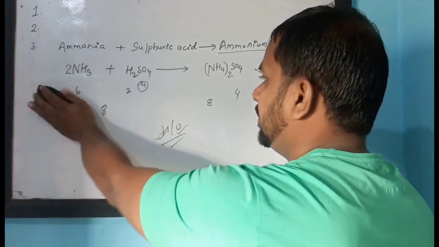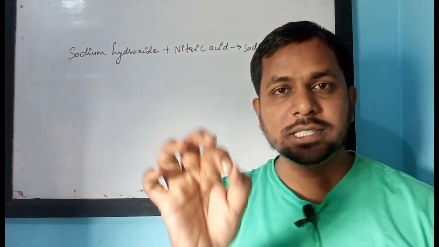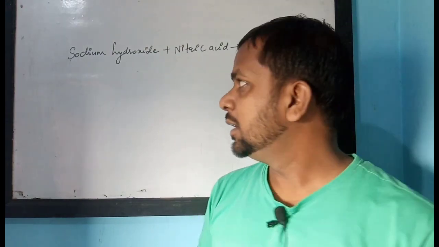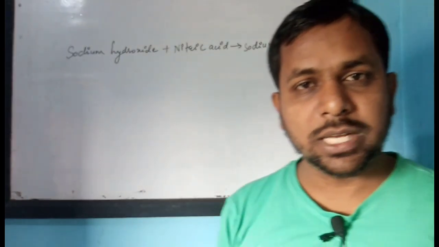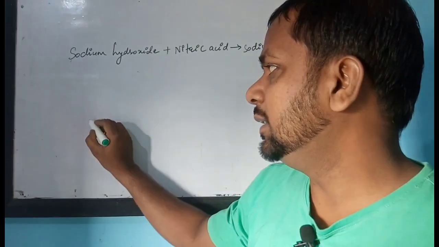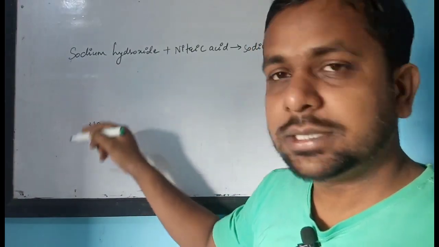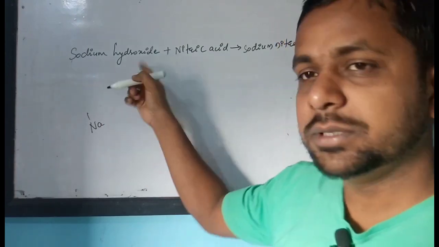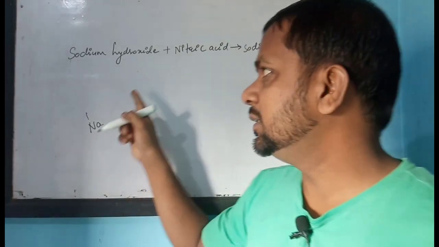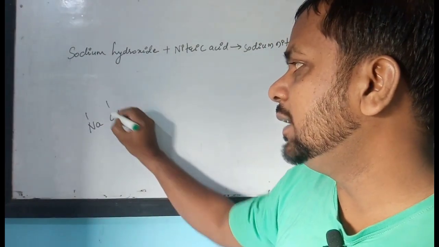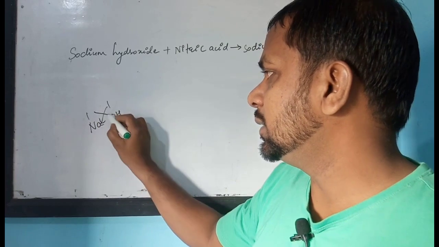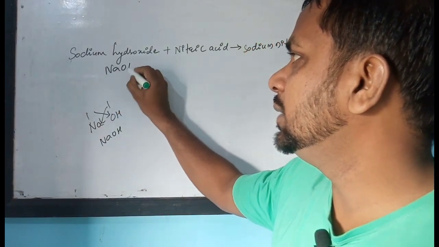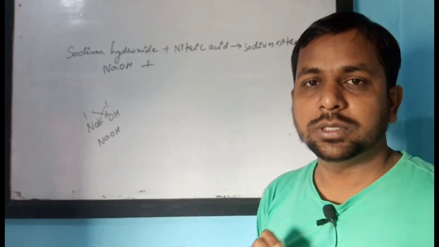In this way, suppose this question is given in the exam: balance this reaction. Then first we need to convert this reaction into the formula equation. Here is sodium hydroxide. Let us do crisscross. Sodium valency is 1. Hydroxide, you remember this, I have not included it in my previous photo. This formula is OH, its valency is 1. Do crisscross. It is coming NaOH. NaOH is the formula for sodium hydroxide.